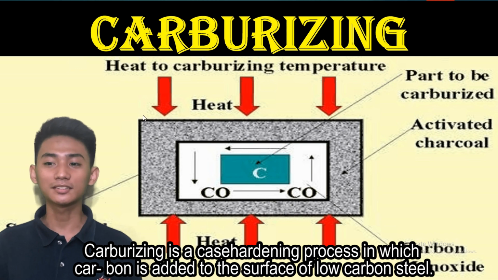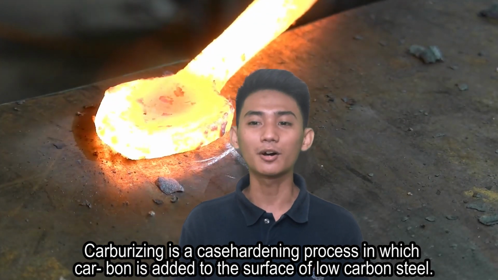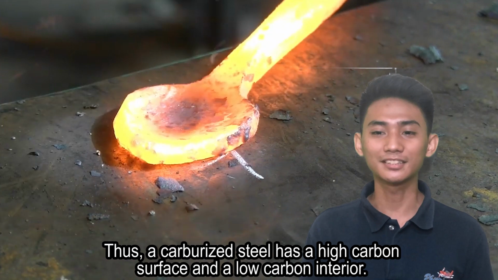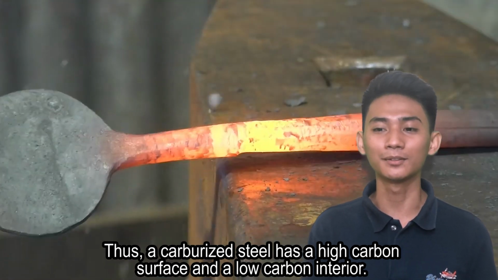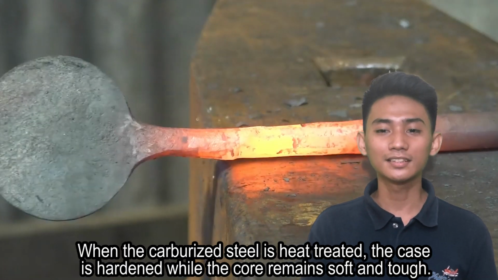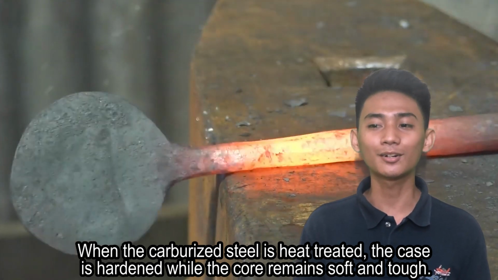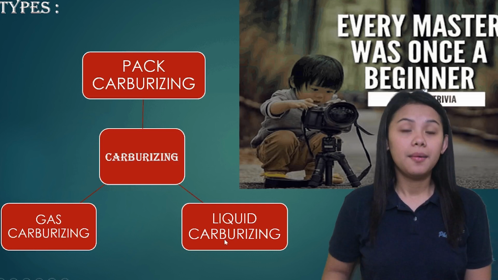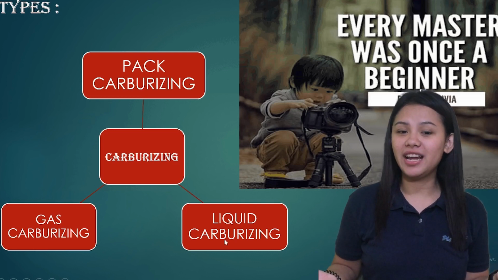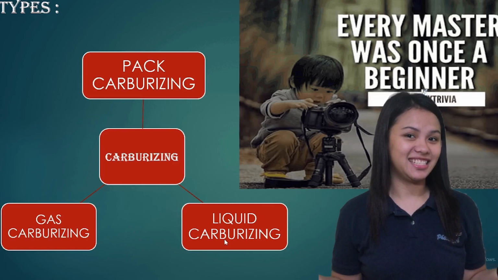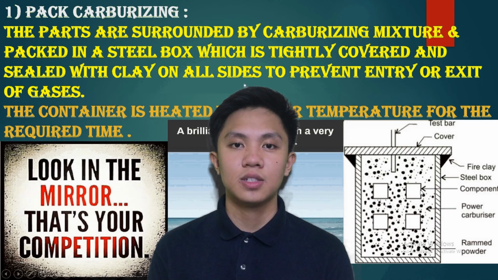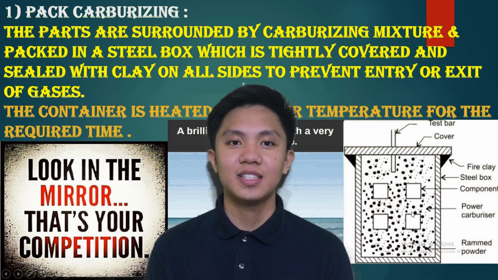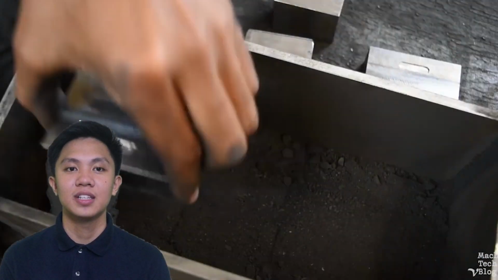Carburizing is a case hardening process in which carbon is added to the surface of low-carbon steel. Thus, a carburized steel has a high carbon surface and a low carbon interior. When the carburized steel is heat treated, the case is hardened while the core remains soft and tough. There are also three methods under this process: pack carburizing, gas carburizing, and liquid carburizing. A common method of carburizing is called pack carburizing. When carburizing is to be done by this method, the steel parts are packed in a container with charcoal or some other material rich in carbon.